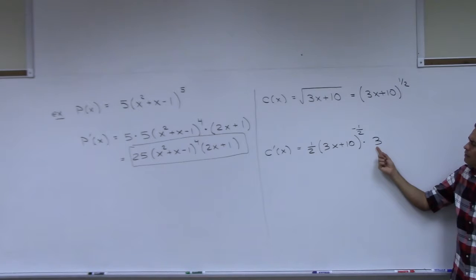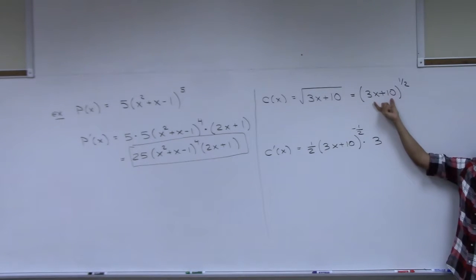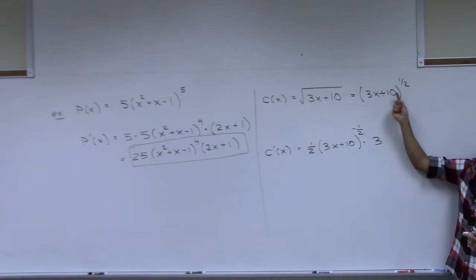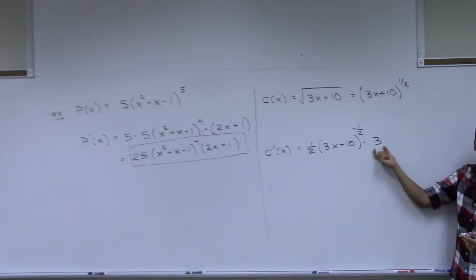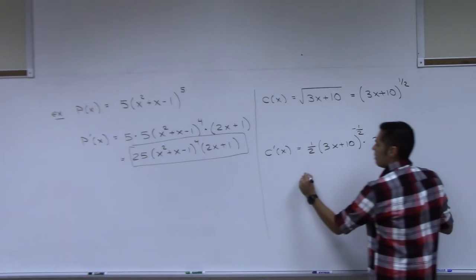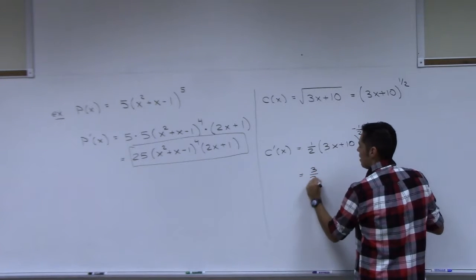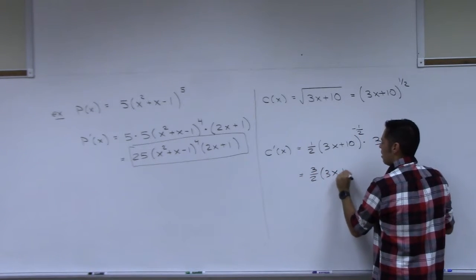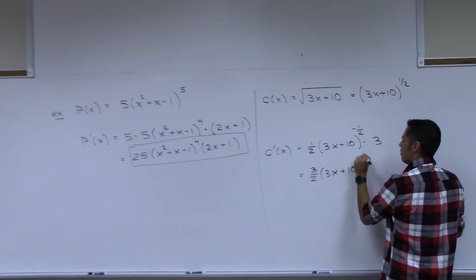And where did the 3 come from again, Junior? You derived what was in here. And derivative of this is 3 and derivative of that is 0. So you just get 3 there. So this becomes, how about this? 3/2, 3x plus 10 to the negative 1/2.